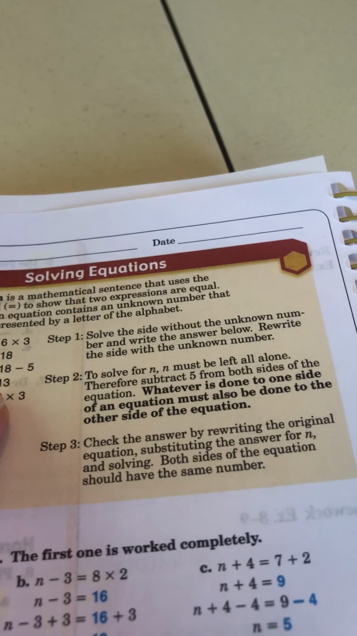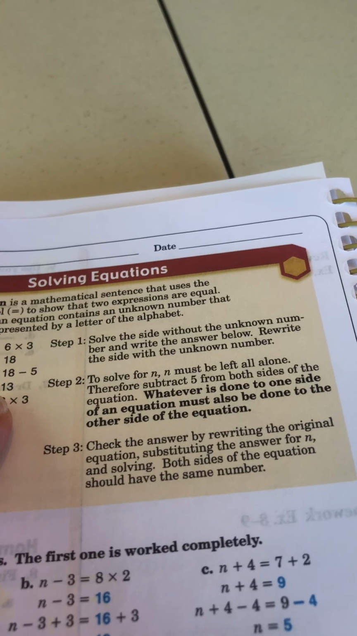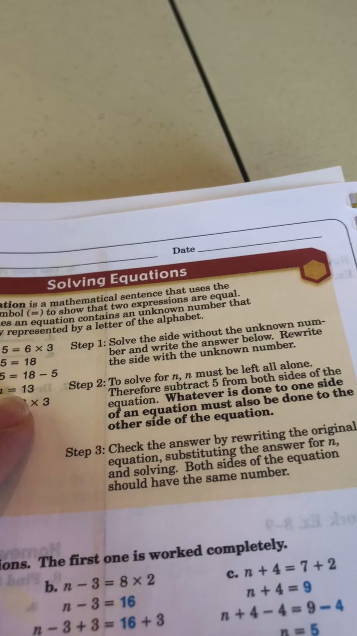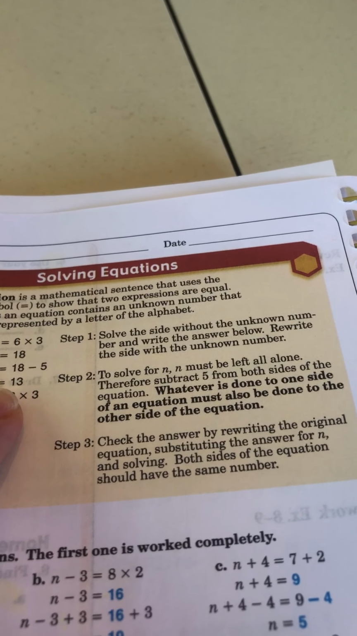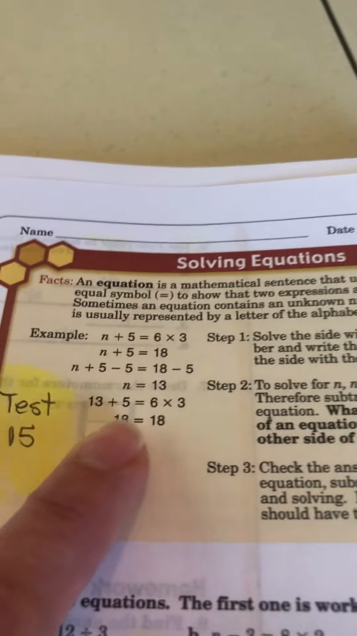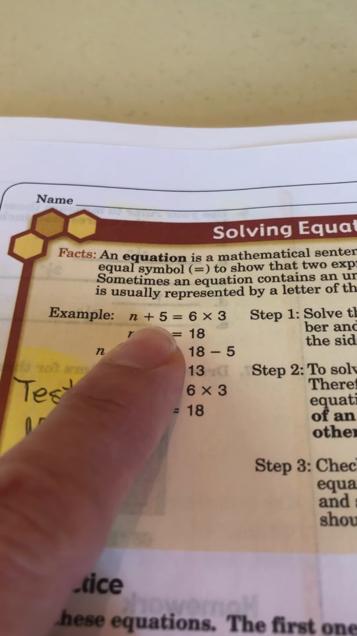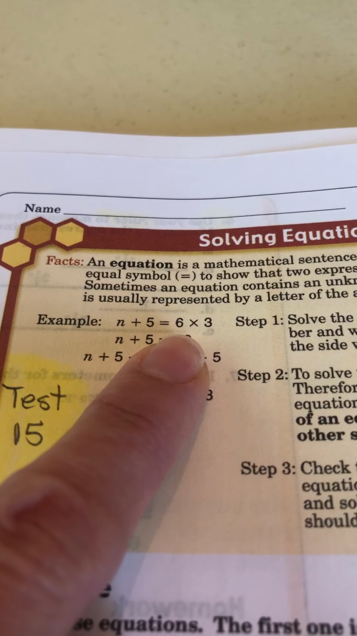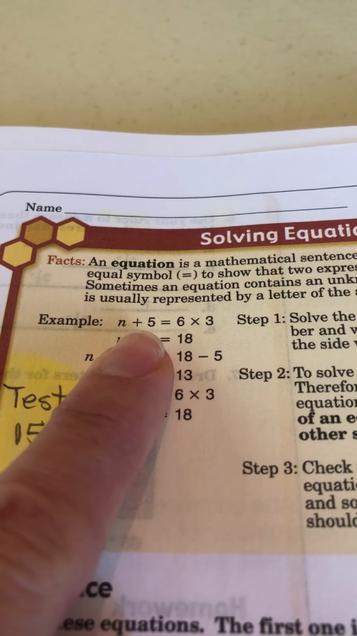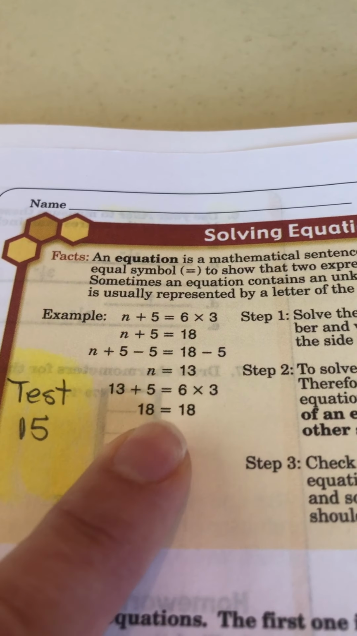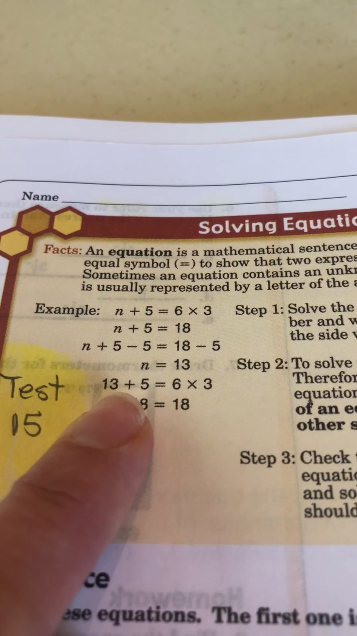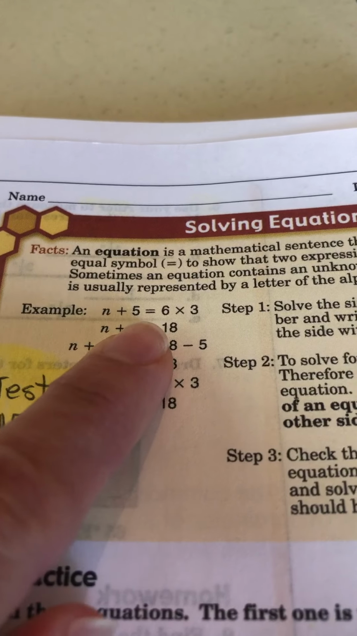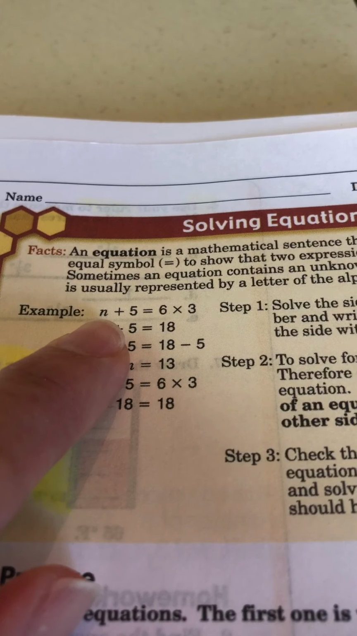It says check the number by rewriting the original equation, substituting the answer for n and solving. Both sides of the equation should have the same number. So we're going to go back to the top, and we're going to put 13 plus 5 equals 6 times 3. 13 plus 5 is 18. 6 times 3 is 18. So that's where that comes from. 13 plus 5, 6 times 3. We just went back up here, plugged this number in here.